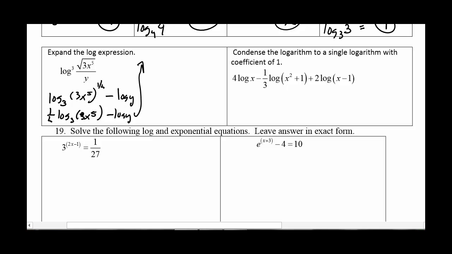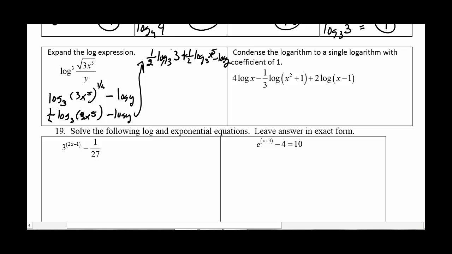And inside I'm multiplying, so I can split that up as another sum. So 1/2 log base 3 of 3 plus 1/2 log base 3 of x to the 5th minus log y.